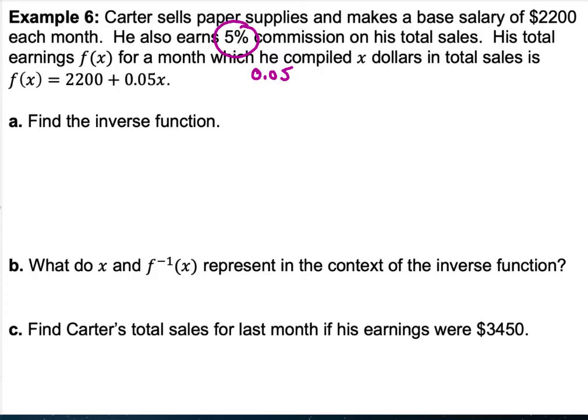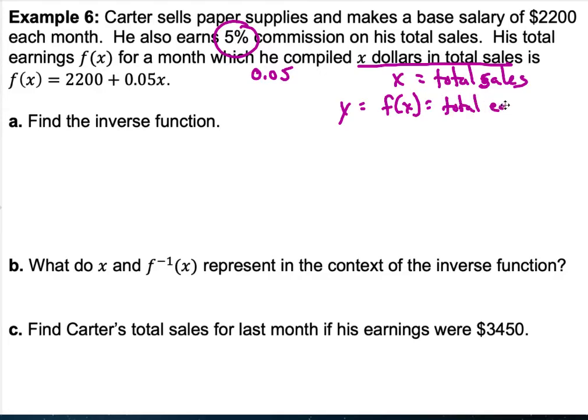So in this case, they've written the function for me. So one of the things I want to focus on is, what do each of those represent? Well, right now, x is his total sales, and then f of x, another name for f of x is y, is his total income, his total earnings. Okay. So right now, x is how much did he sell, and y, or f of x, is his total earnings. So part A says write the inverse.